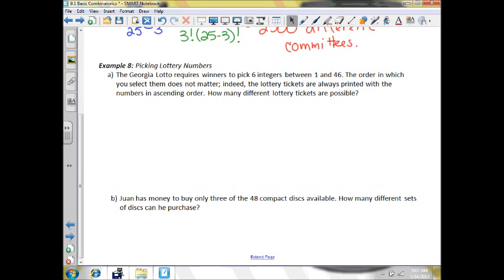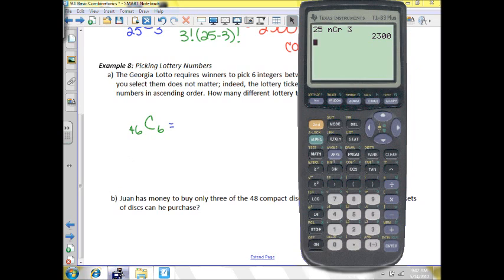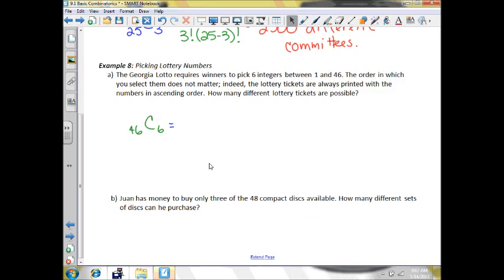Now looking at example 8, the Georgia Lotto requires winners to pick 6 integers between 1 and 46. The order in which you select them does not matter. Indeed, the lottery tickets are always printed with the numbers in ascending order. How many different lottery tickets are possible? So there's 46 numbers. We're going to choose 6 of them. So here's what we're going to have. 46 choose 6. 9,366,819 tickets.